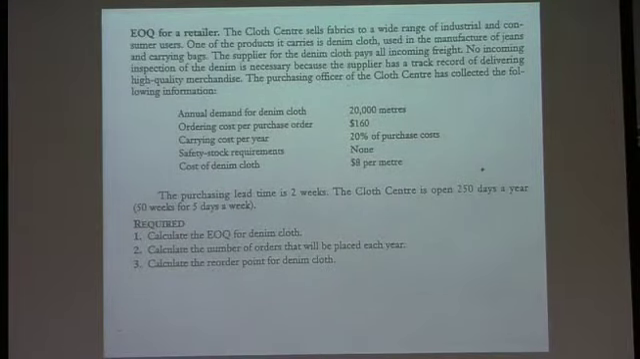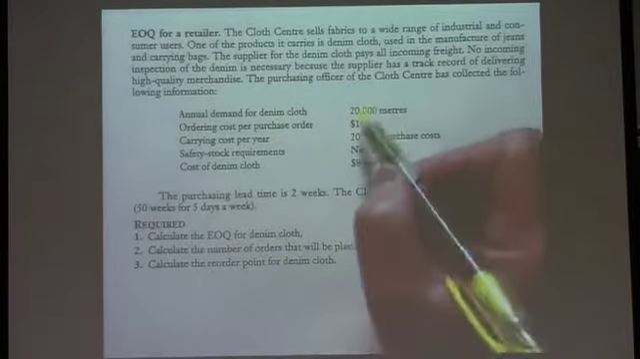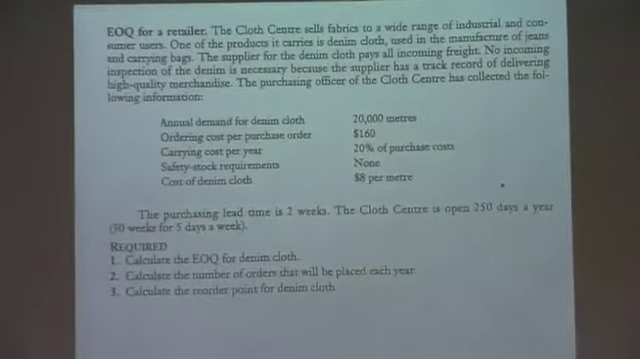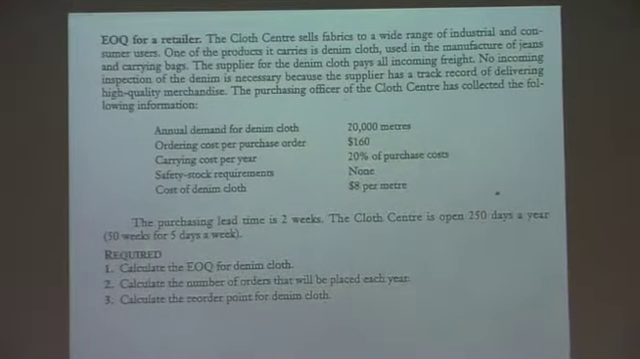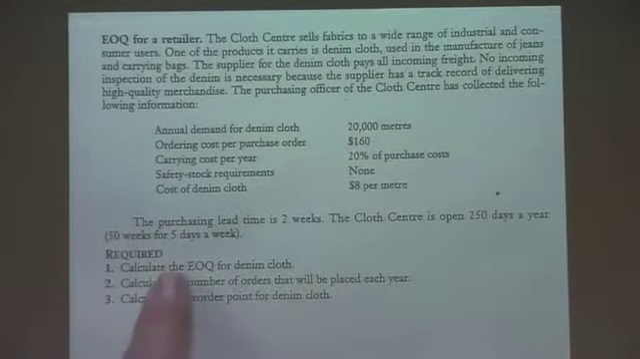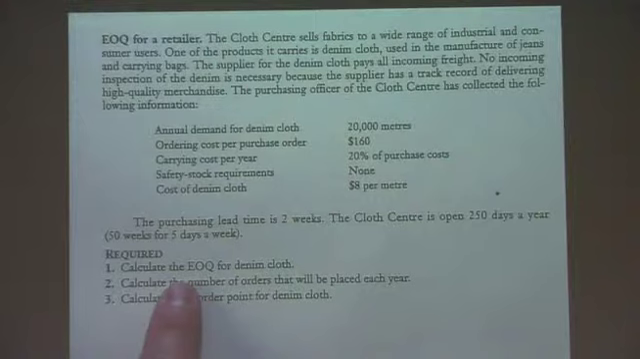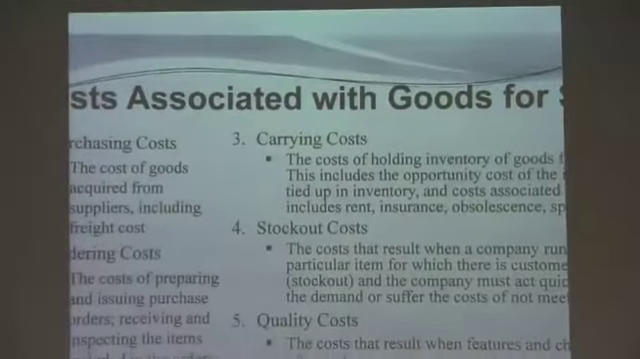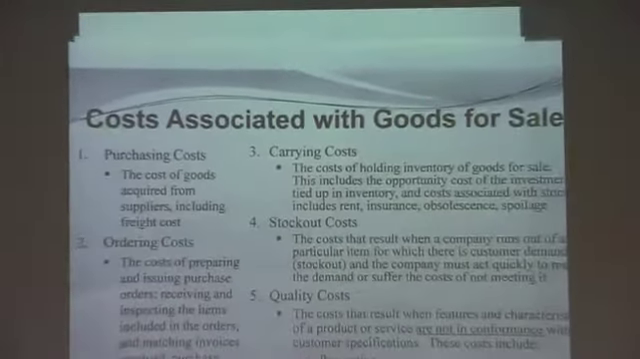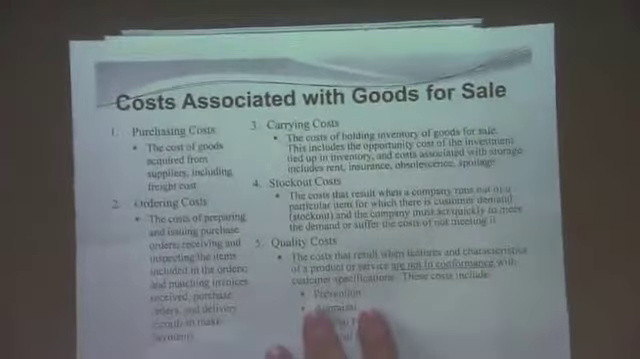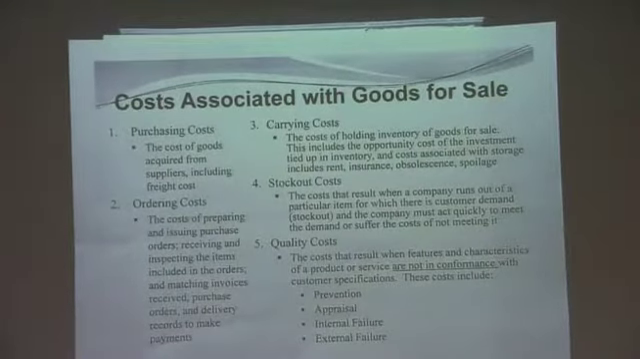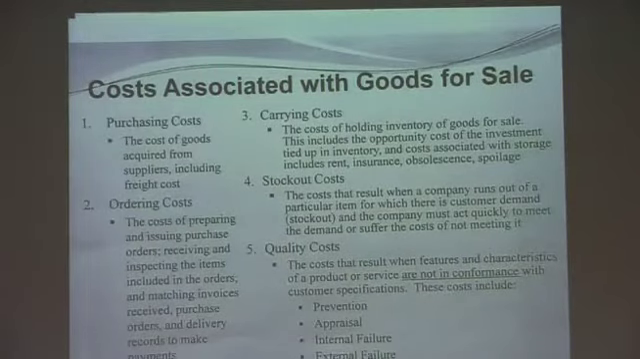The purchasing officer of the Clothes Center has collected the following information. So here's the annual demand. Okay, so if you remember the formula for EOQ, because the first part is asking us to calculate EOQ. So first of all, what is economic order quantity? But before we even answer that, let's understand what the costs associated with selling a product are. So what I have here is a list of basically 5 different costs associated with selling a product.